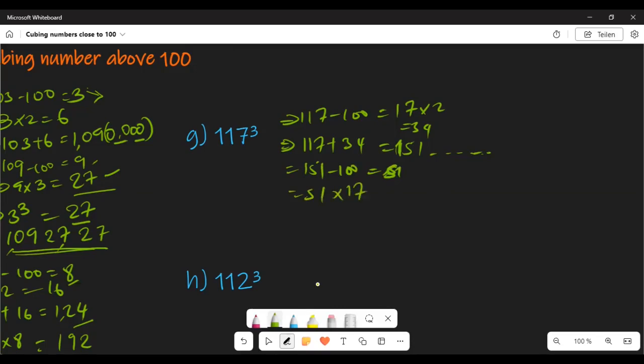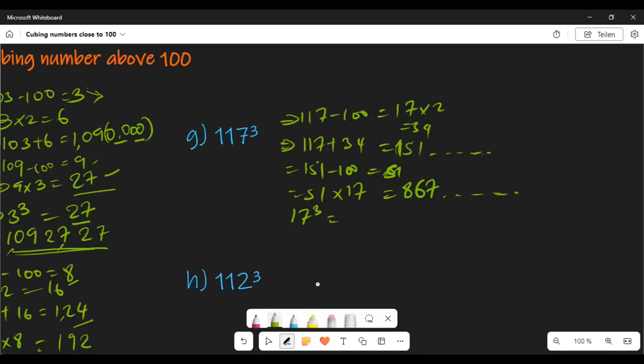Okay, so 51 multiplied by 17 will give us 867. Now 867 will be the second part of the answer. Okay, and then the last one is 17 cubed. Okay, so do you know how to get 17 cubed?